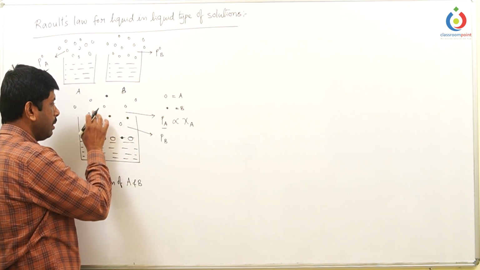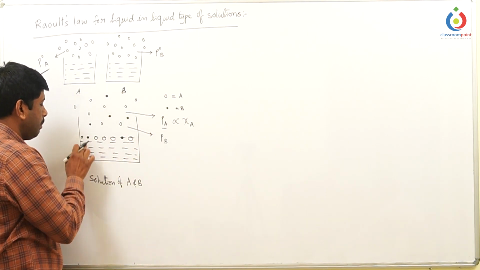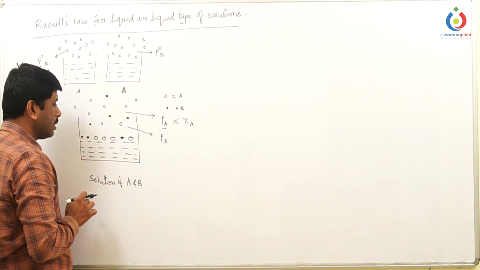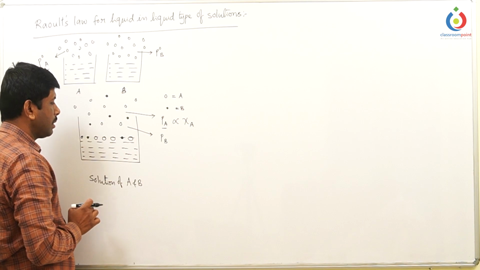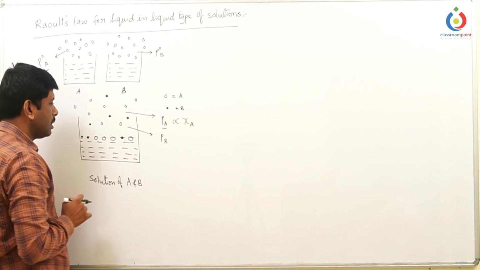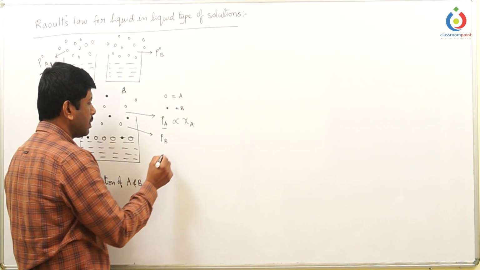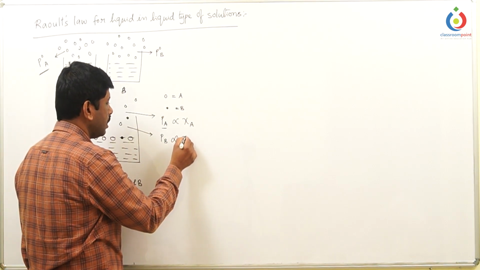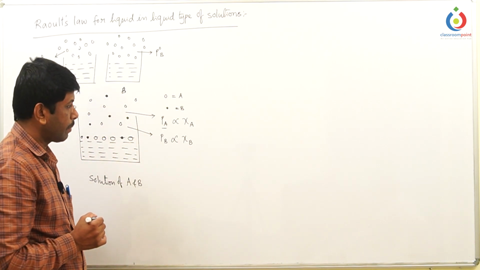Similarly, the pressure coming from the B molecules we call the partial pressure of B. That depends on the number of B molecules on the surface area. If more molecules are there, the partial pressure of B will be more. If fewer molecules are there, it will be less. So the partial pressure of the B molecule is directly proportional to its mole fraction.